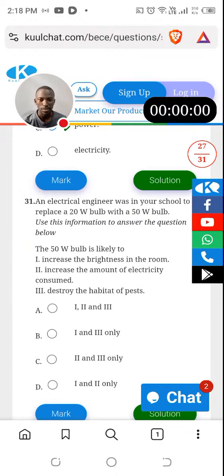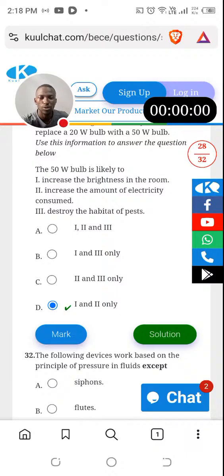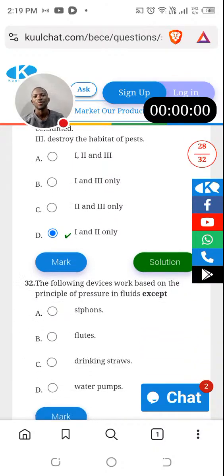An electrical engineer was in your school to replace a 20-watt bulb with a 50-watt bulb. The 50-watt bulb is likely to increase the brightness in the room. Likely. Increase the amount of electricity consumed. Likely. Destroy the habitat of pests. Ooh, that is tricky. For the first two, no brainer. But the third one, destroy the habitat of pests, I didn't go for that. Good. I don't see how a 50-watt bulb destroys the habitat of pests.